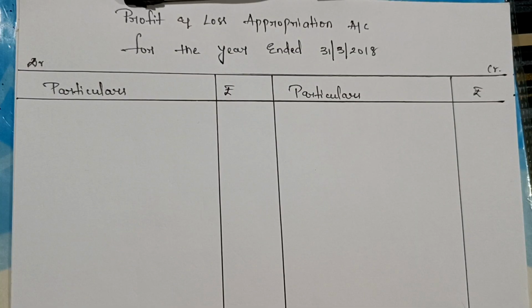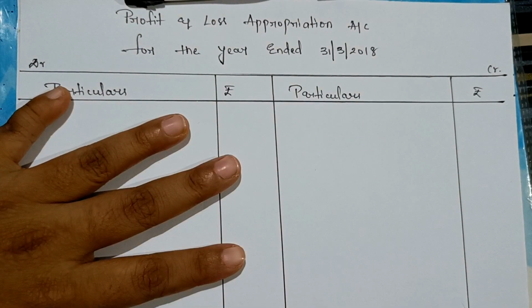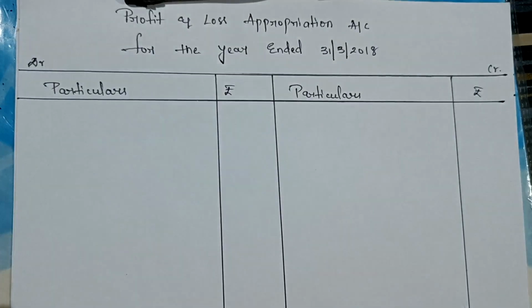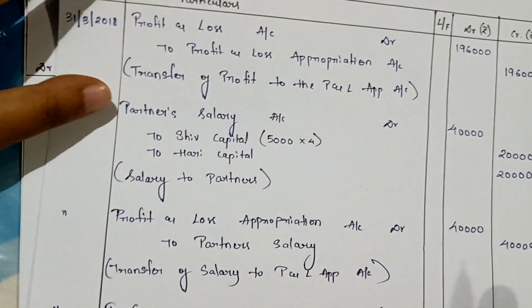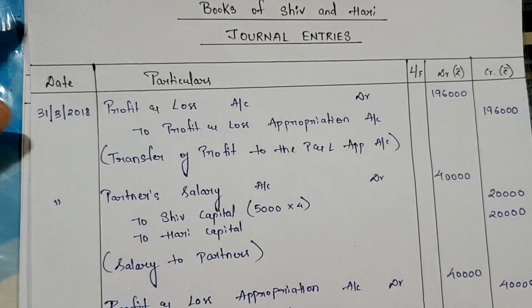Now we are going to make the profit and loss appropriation account. Once the journal entries are posted, this becomes very easy to post. So let me show you. This is the journal entries which we have posted.